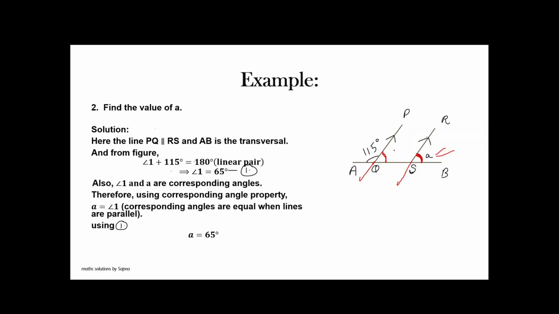If it would have been there, I would have directly used it and said A and this angle, maybe this angle, say angle 1, are corresponding, I would have figured it out. But angle 1 is not given to me, so I can't use that.